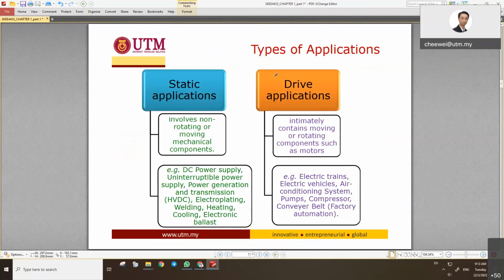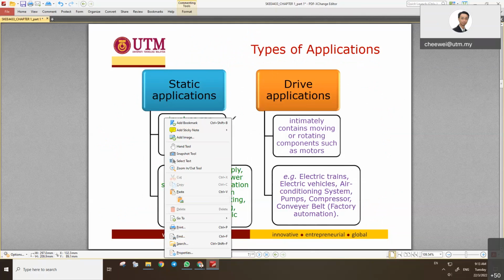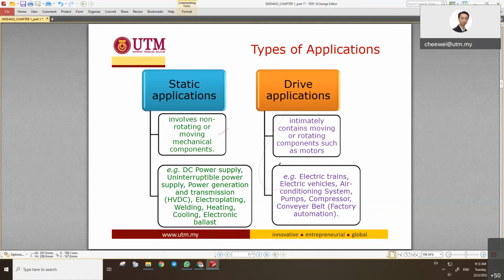Okay, so let's see what are the types of applications. Just now we talked about static and drive, right? What is static? Static doesn't involve any rotation, no kinetics. Drive, imagine that you're driving your car. It's moving, so it contains moving parts or rotating components such as motors. So that is drive. Static, no moving. Drive, rotating.